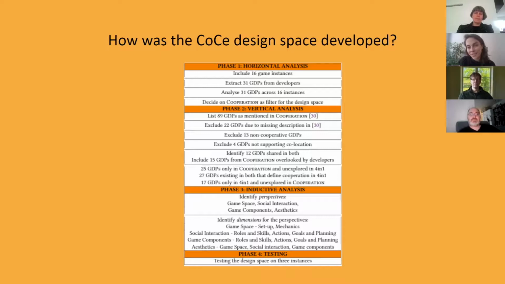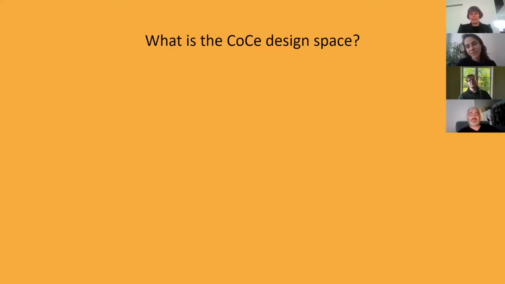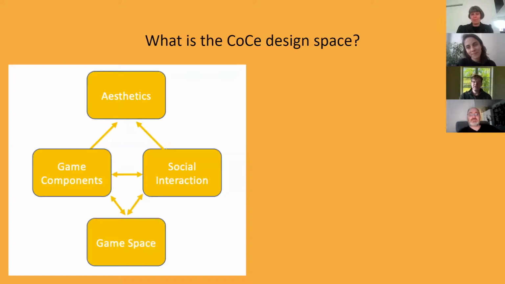Thank you, Elif. But Olof, then show us, what is the design space? The CoCe design space, as you can see here in the figure, is made up of four different perspectives, where each perspective is then made up of several dimensions providing further details. So we have these four different perspectives that give us four different angles or starting points when we want to look into collaborative co-located games. And we can look at more details in the next slide here.